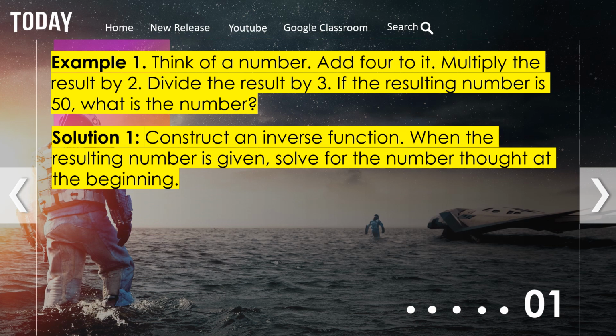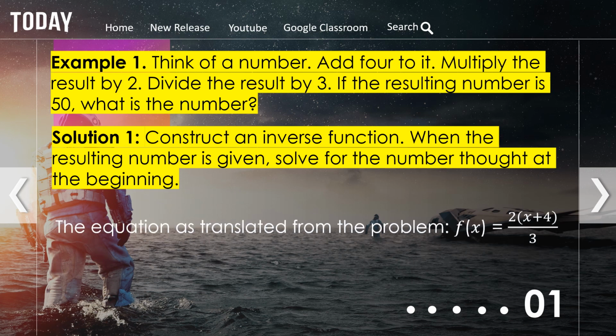So we need to construct an inverse function in this problem. So when the resulting number is given, solve for the number thought of at the beginning. So how? We have the equation as translated from the problem. The problem says that we think of a number and we need to add 4 to it, multiply it by 2, and divide the result by 3. So the function now becomes f of x is equal to 2 times (x plus 4) over 3.